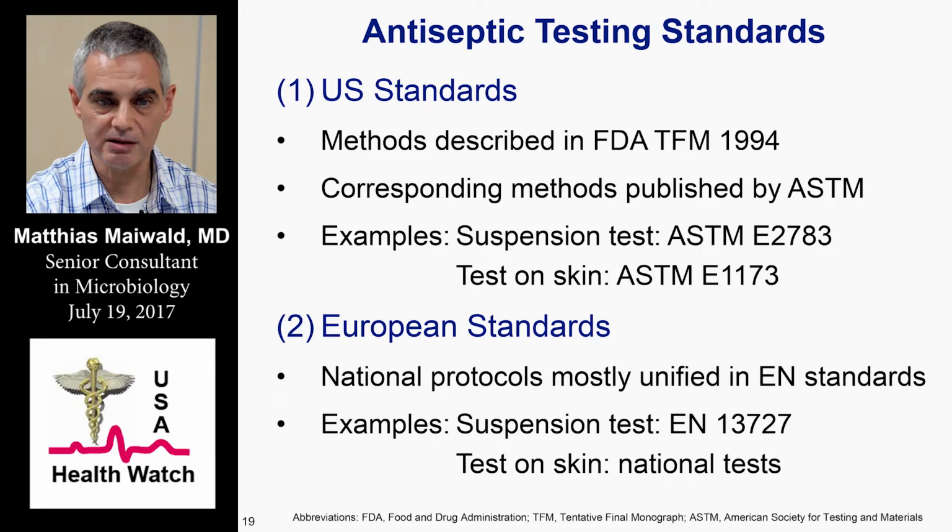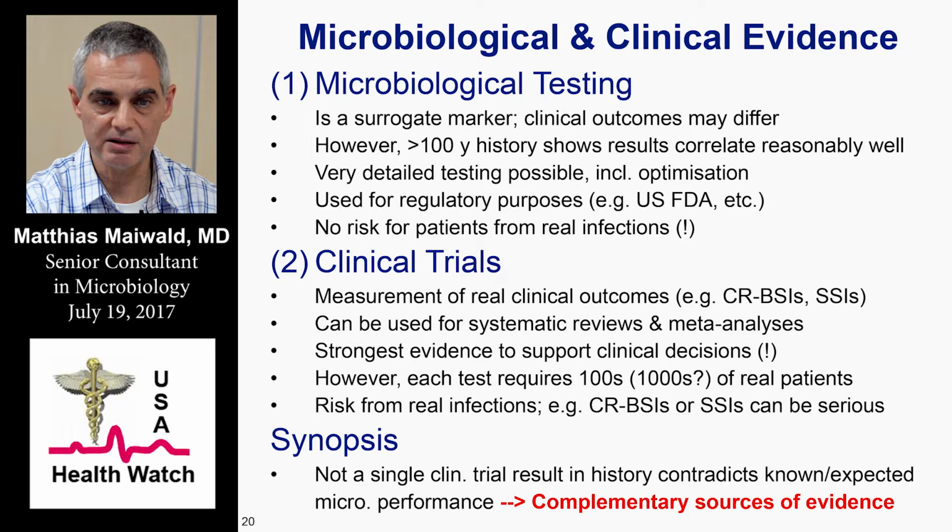We have different antiseptic testing standards. So we have a series of US standards. The methods are described in the FDA Tentative Final Monograph 1994. The corresponding methods are published by the American Society for Testing and Materials, and we have examples of a suspension test or a test on skin. We have also European standards. There used to be national member state protocols that are mostly unified in EN standards, and suspension test is an example, but for tests on skin in Europe, we still have national tests only available. So let's look at slide 20.